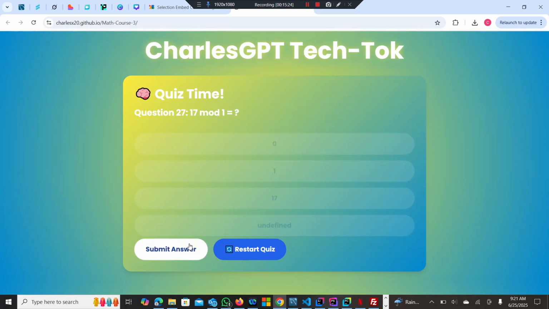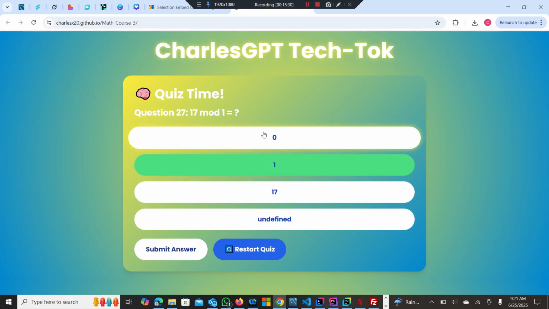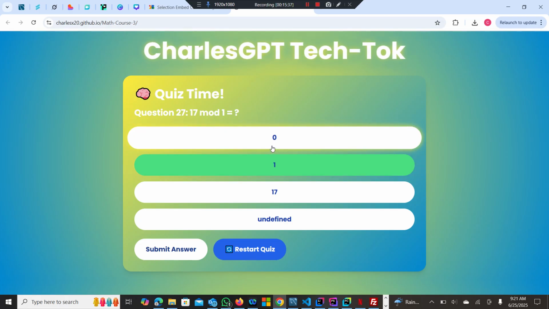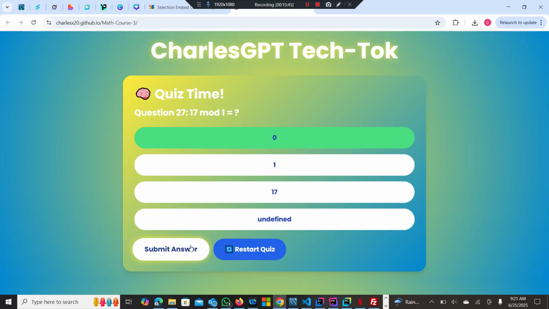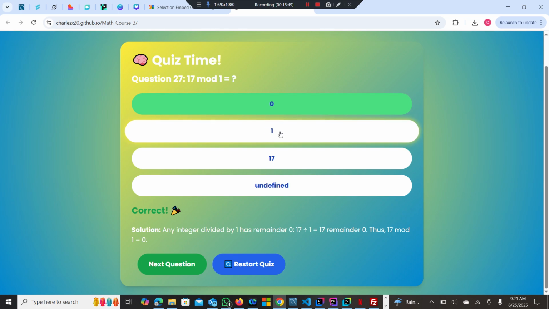Okay, so 17 mod 1, anything mod 1 is always 1. I think it's 1 or 0. I think 1, yeah, because 17 divided. No, no, 0. I think it's 1 or 0. What's the correct answer for this? Let me try my luck with 0. Oh, it's correct. So it's 0. I thought it was 1. So anything mod 1 equals 0.